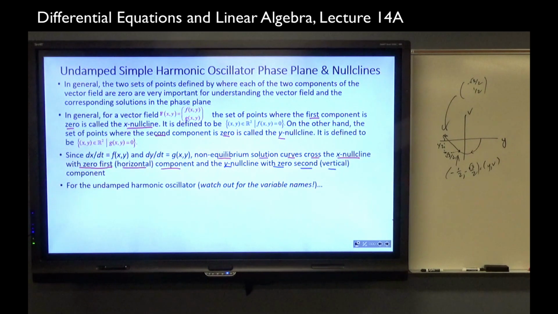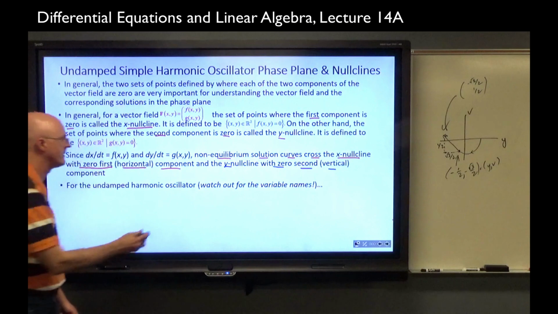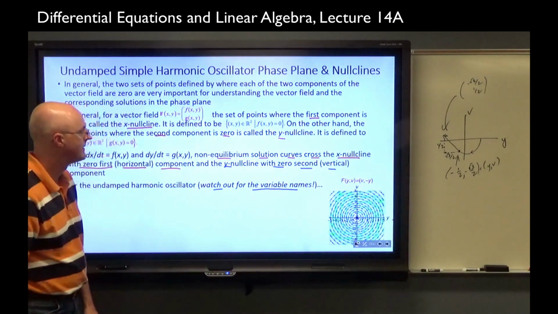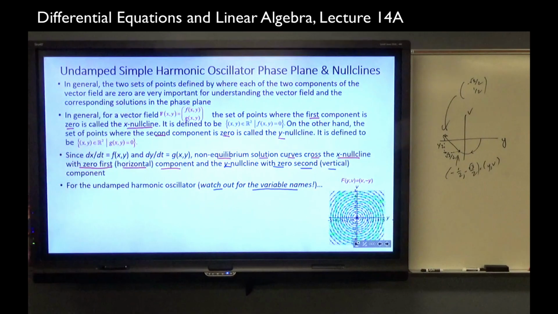For our example, the undamped harmonic oscillator, again, be careful about variable names. I'm using y and v instead of x and y. There's what the vector field and solution curves look like in this phase plane.